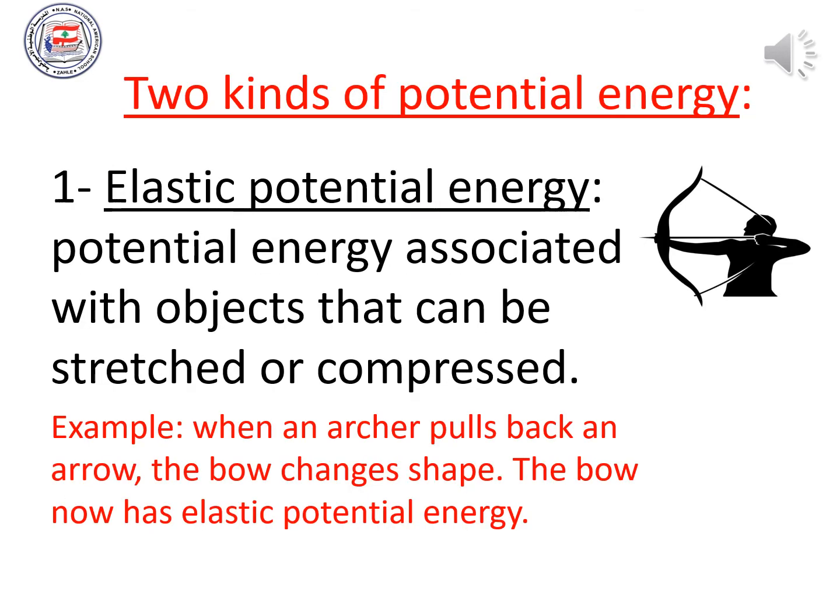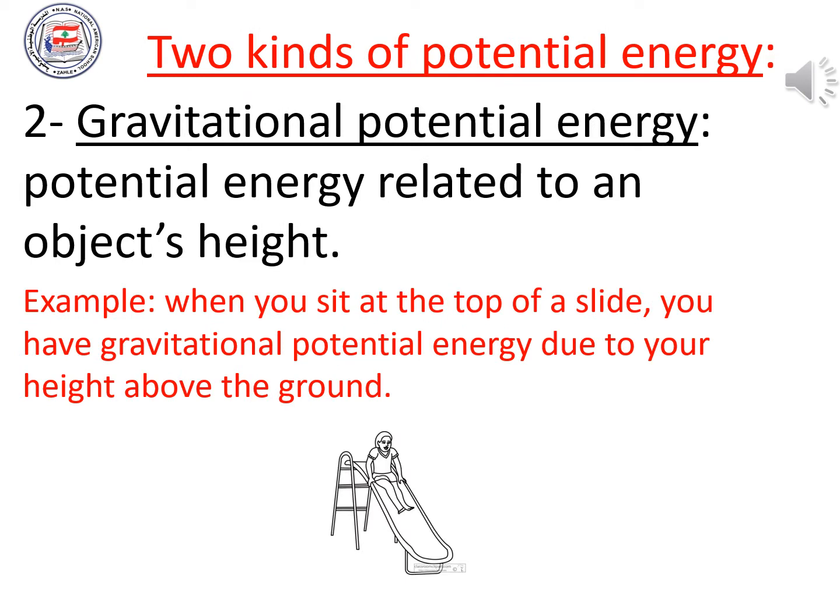There are two kinds of potential energy. The first one is called elastic potential energy. It is the potential energy associated with objects that can be stretched or compressed. For example, when an archer pulls back an arrow, the bow changes shape. The bow now has elastic potential energy because it is the energy that an object has due to its stretching or compression. The second kind of potential energy is called gravitational potential energy.